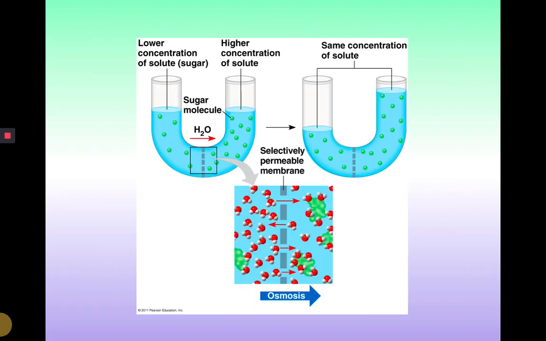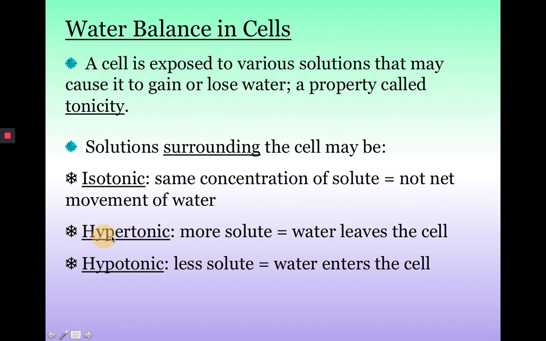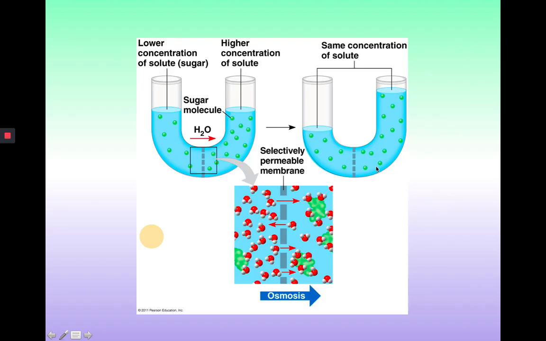Okay? In this case, we see that these are not isotonic, right? There's clearly more solute on the right than there is on the left. So what word do we use there? Hypertonic. Okay? Now, hypertonic means there's more solute, and that means the water is going to leave the cell. Hypotonic, less solute, water enters the cell. Now remember, these are for comparison, okay? So there's more solute on the right, less solute on the left.